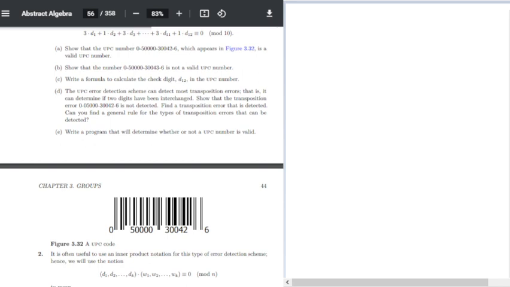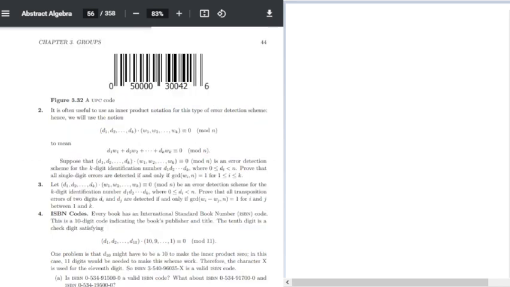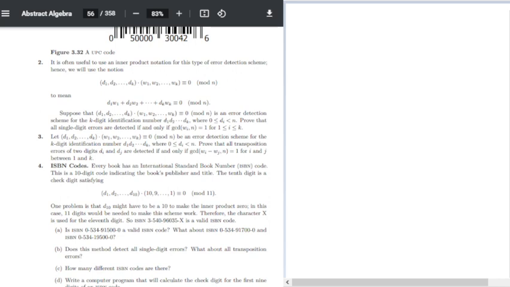Alright, 2. It is often useful to use an inner product notation for this type of error detection scheme. Hence, we will use the notation (d1, d2, all the way to dk) times (w1, w2, all the way to wk) is congruent to 0 mod n, to mean d1w1 plus d2w2, on and on to dkwk, is congruent to 0 mod n. Suppose that this is an error detection scheme for the k-digit identification number d1, d2, all the way to dk, where 0 is less than or equal to di is less than n. Prove that all single-digit errors are detected if and only if the greatest common divisor of wi and n equals 1, where 1 is less than or equal to i is less than or equal to k. I'm not going to use that at the moment, but it looks like a very spicy theorem.